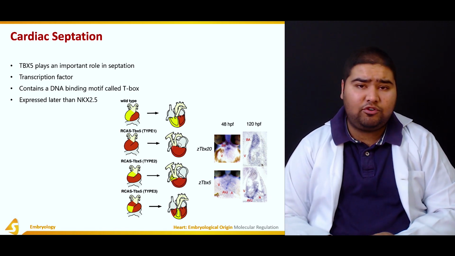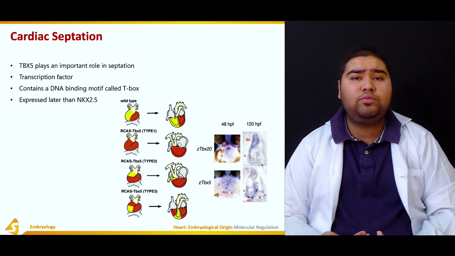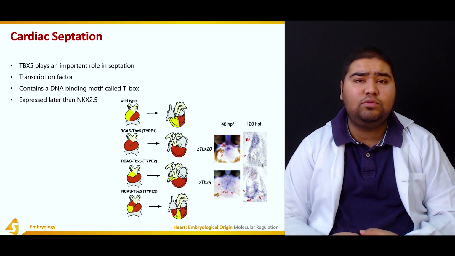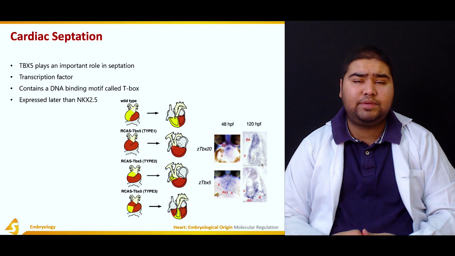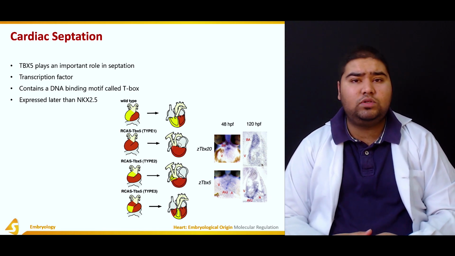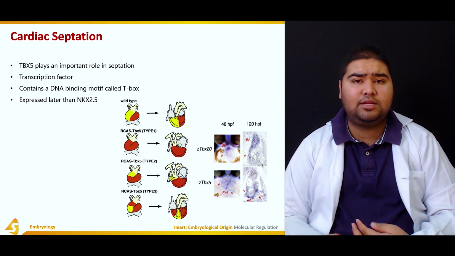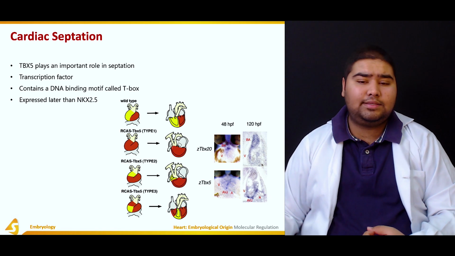After that has been formed, the heart tube has been formed. Now, the heart tube has to be there for the process of cardiac septation to take place. So, in the process of cardiac septation, the gene TBX5 plays the most important role. It is actually a transcription factor with the DNA binding motif, which is known as the T box.